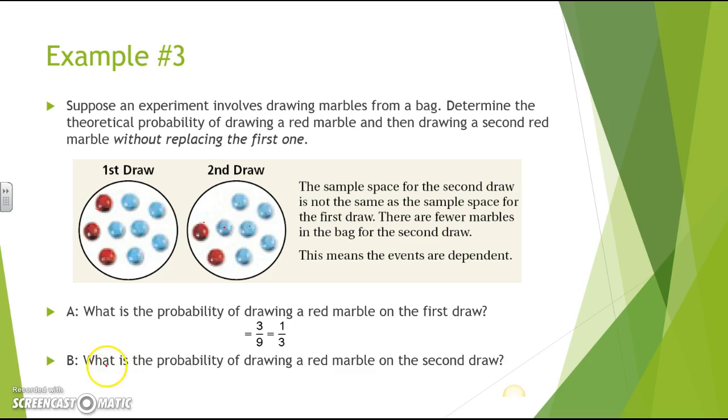The second question is asking, what is the probability of drawing a red marble on the second draw? Again, we have 2 red out of the total 8, so we have 2/8, which simplifies to 1/4, and that would be your answer there. So you really have to pay attention to details of the word problems here and just writing out the probabilities and determining if it's an independent or dependent event taking place.